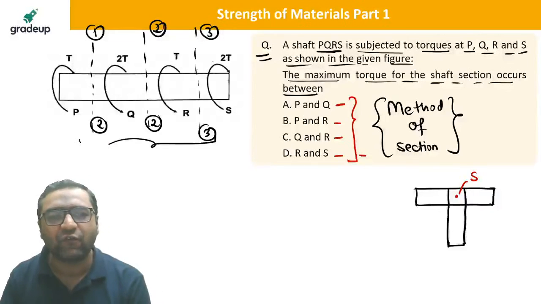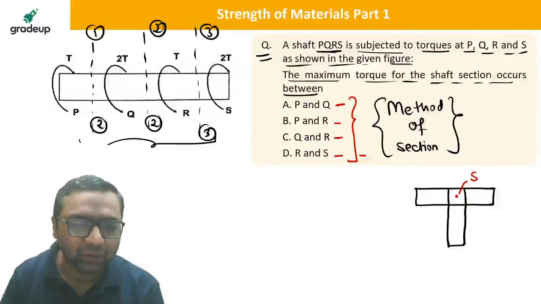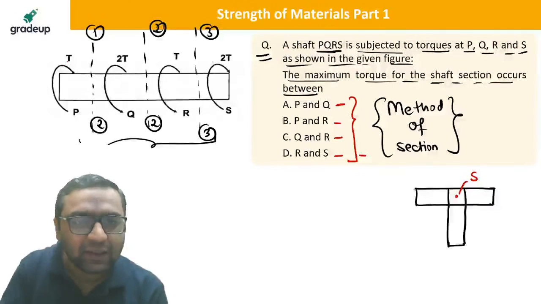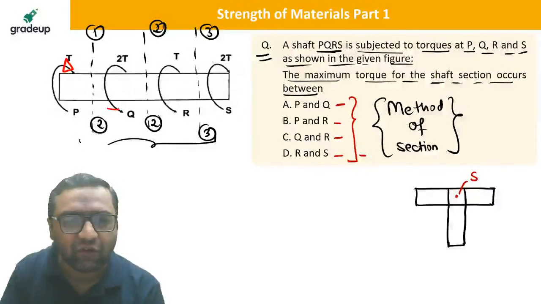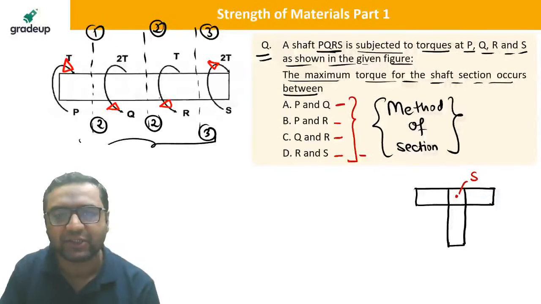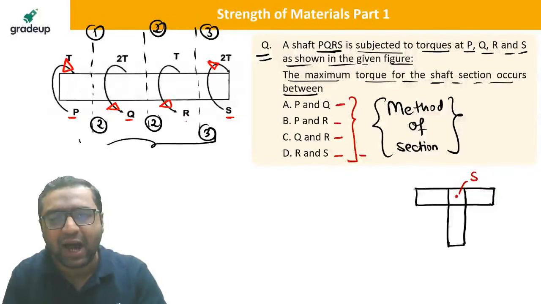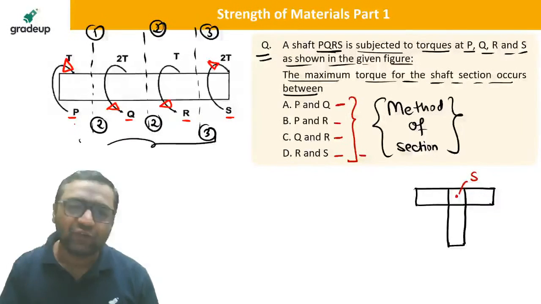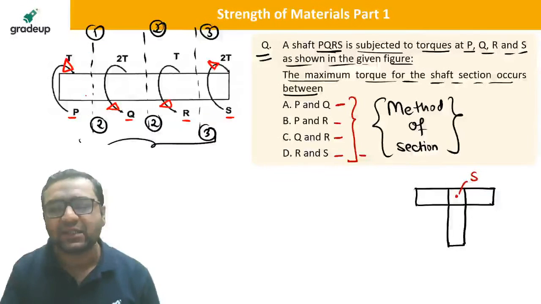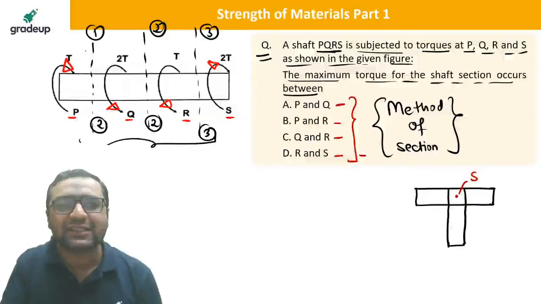Okay guys, first of all, you can see these torques. I am showing you the direction once again. For this the direction is given, for this the direction is given, for this is the direction, for this is the direction. So you can see P and S are in the same direction, Q and R in the same direction. So if you see, the method of section says if you want to find out the torque at any section, you just see either the left hand side or the right hand side of that.